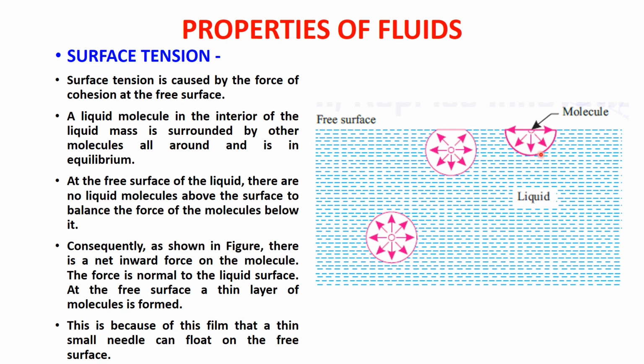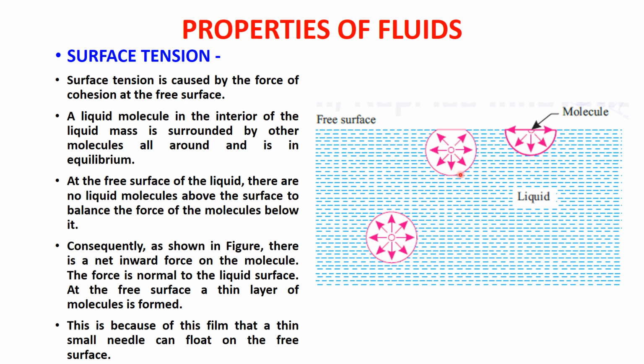But if the molecule is at the top side of the free surface, or just beneath it, the forces are unbalanced, so we can say that the fluid molecule is also unbalanced. As shown in the figure, there is a net inward force on the molecule. The force is normal to the liquid surface. At the free surface, a thin layer of molecules is formed. So at the top side there are no equal and opposite forces to balance the forces from beneath. It is because of this film that a thin small needle can float on the free surface. This is the way we can see that if a needle is placed on a water surface, then it floats.